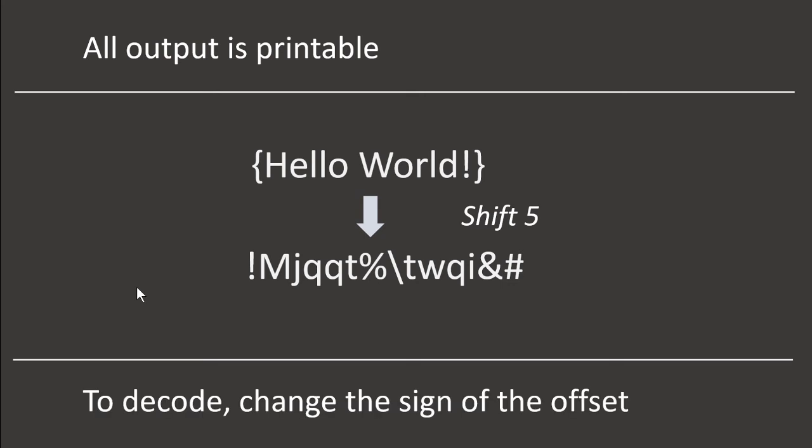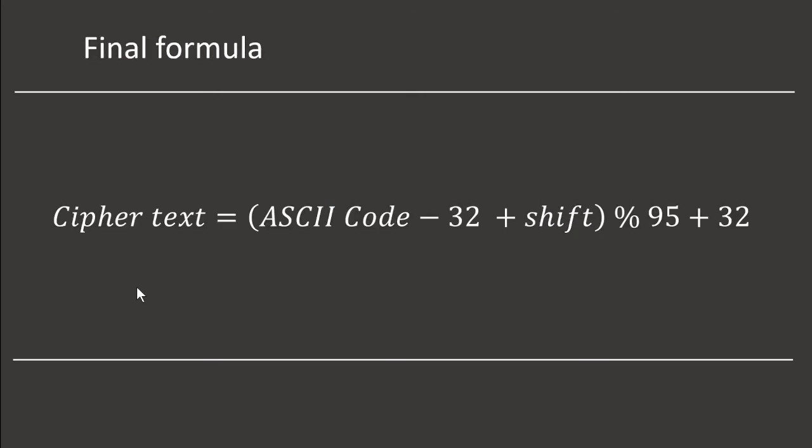Once again, if we want to decode, we could just change the sign of the offset. The final formula again is pictured here on your screen.